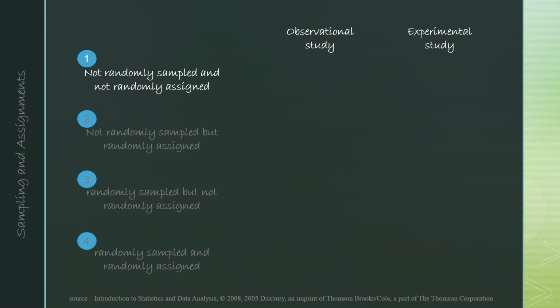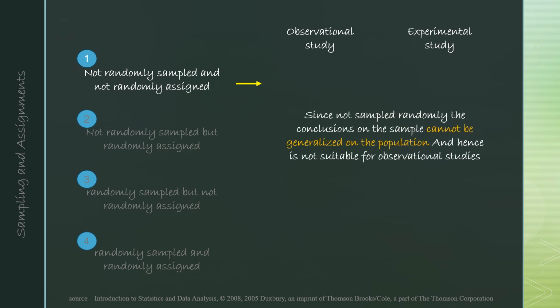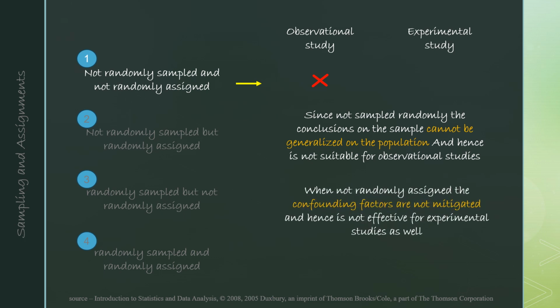Not randomly sampled and not randomly assigned. Since not sampled randomly, the conclusions on the sample cannot be generalized on the population because the sample is not representative of the population, and hence is not suitable for observational studies. When not randomly assigned, the confounding factors are not mitigated and hence it is not effective for experimental studies as well.